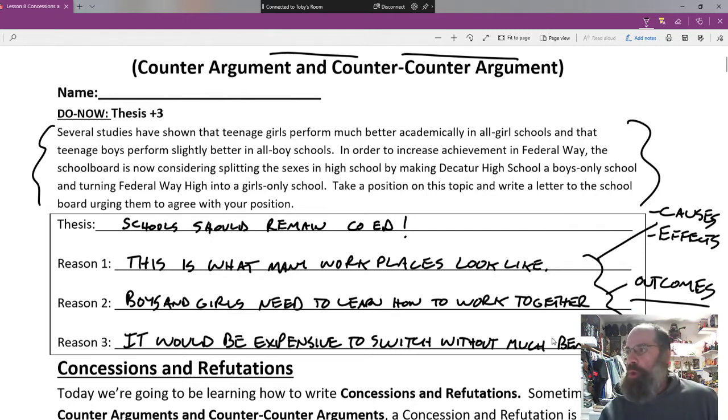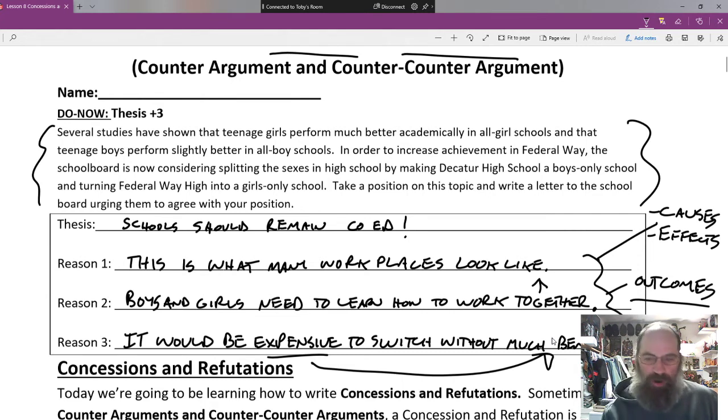So be thinking about warrants. Warrants are the assumptions on which your arguments rest. So I'm assuming that people would agree with these things. I'm assuming that workplaces are co-ed. Workplaces are men and women. I'm assuming that it's good that boys and girls need to learn to work together because of that. I'm also assuming that people don't like to pay a lot of money when there won't be very much benefit.